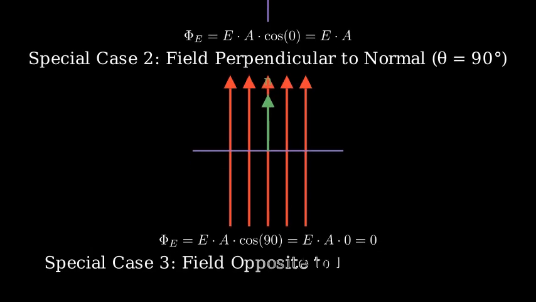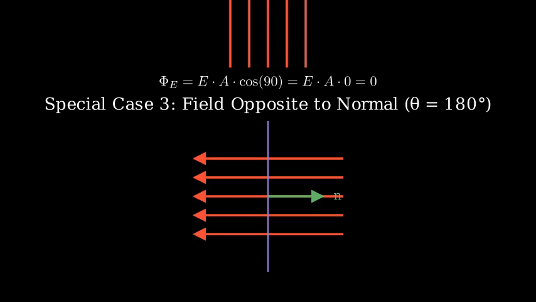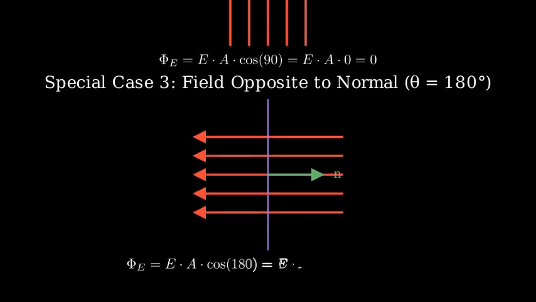Case 3. When the electric field is opposite to the normal, theta equals 180 degrees, and cosine of 180 is minus 1. This gives us a negative flux. Phi equals minus E times A.